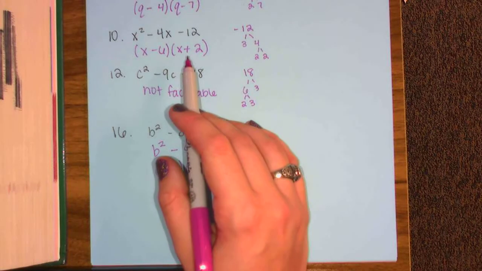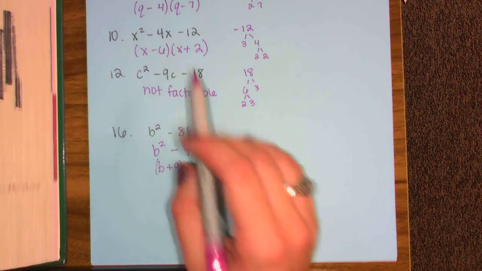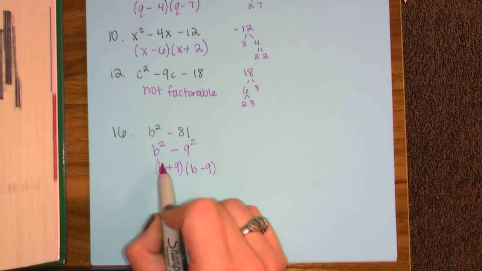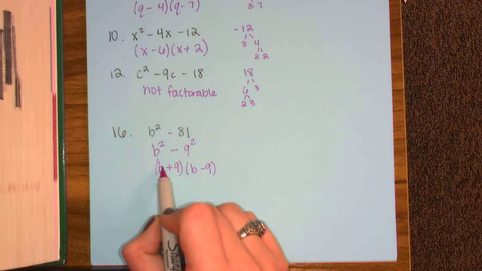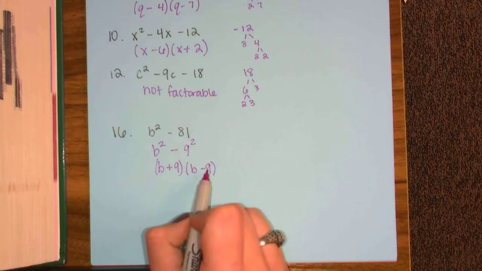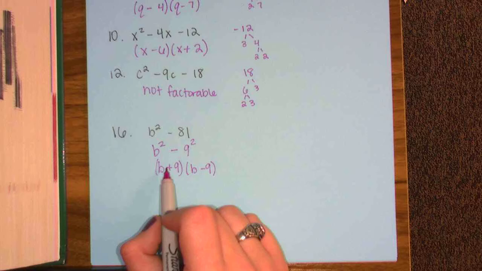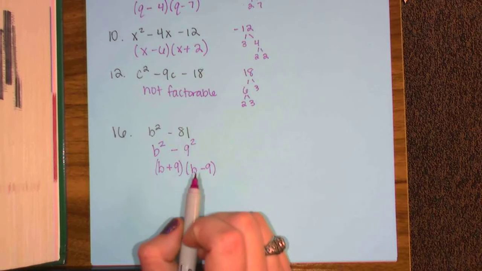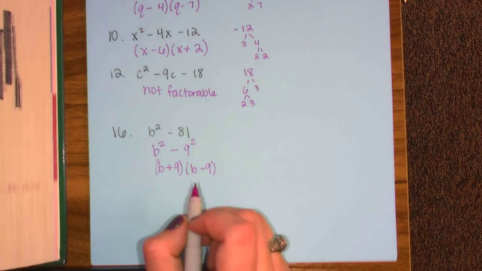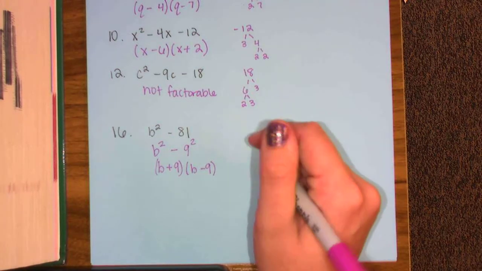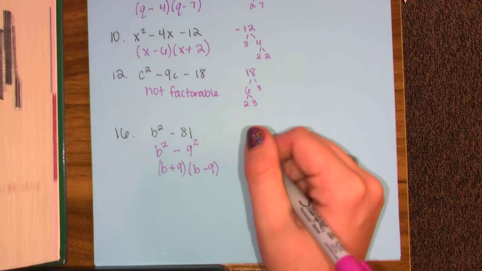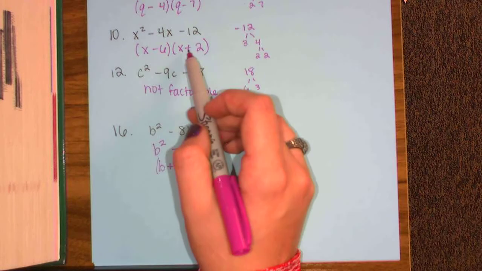Okay, I really could have gone back and checked any of these ones as well. But basically to check it, b times b, b squared, plus 9b, minus 9b, minus 81. The plus 9b and minus 9b in the middle cancel, leaving me with b squared minus 81. Okay, so just a couple things there. I would highly recommend you checking problems, especially right now while you're getting used to it.